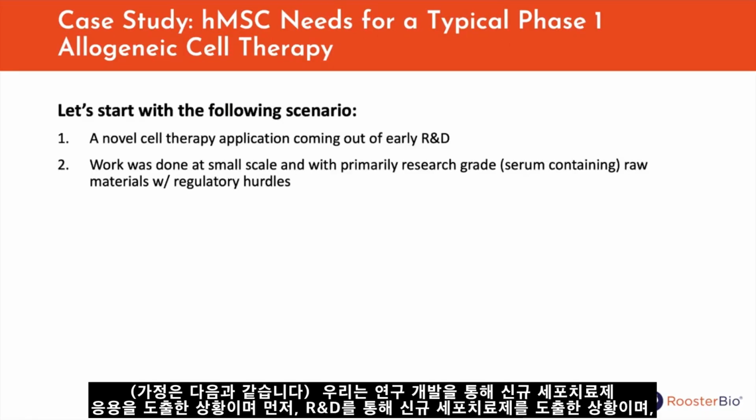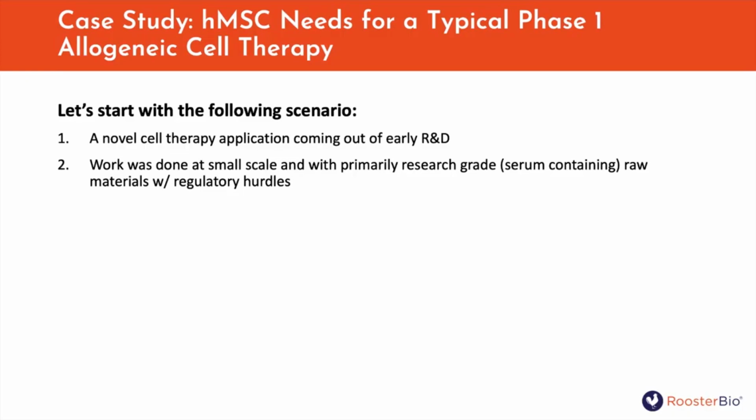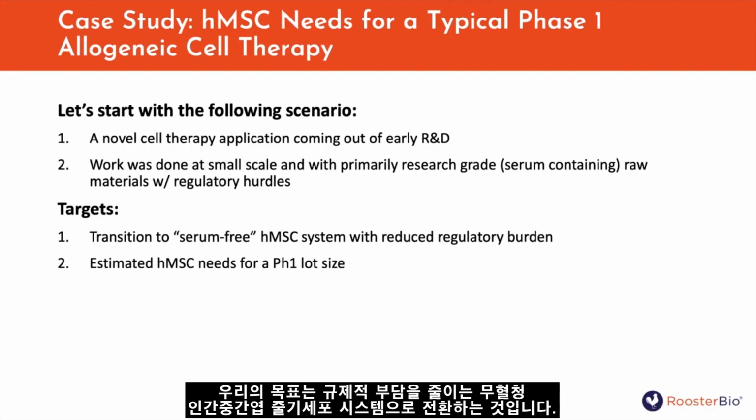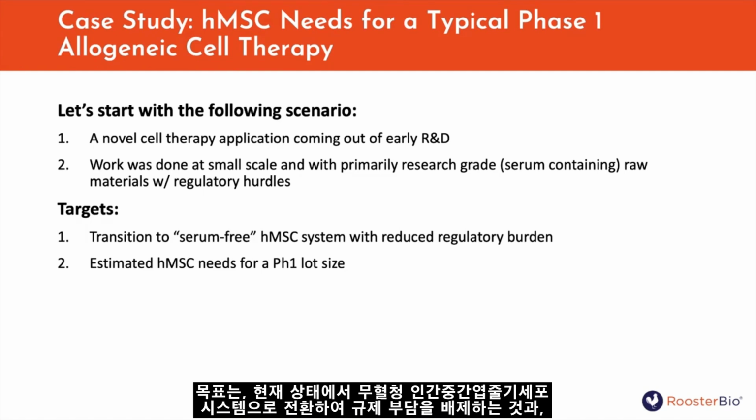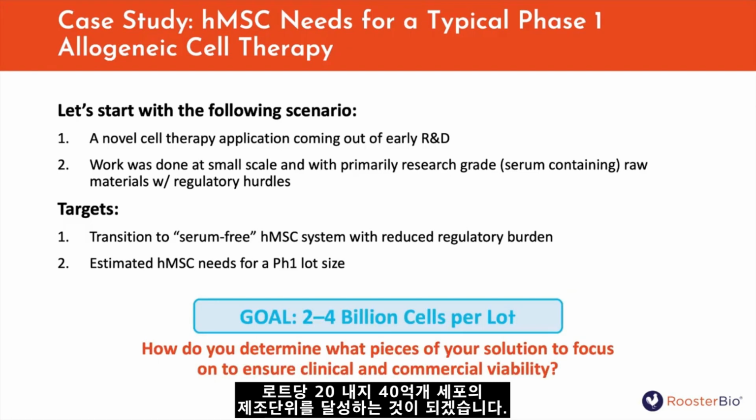We have a novel cell therapy application coming out of our research and development, with work being done at a smaller scale and with primarily research-grade serum-containing raw materials with significant regulatory hurdles. Our goals are to transition to a serum-free HMSC system that will reduce your regulatory burden and have a manufacturing target of 2 to 4 billion cells per lot. The key question that this exercise will hopefully answer is, how do you determine what pieces of your solution, such as specific materials and process steps, to focus on to meet this goal?